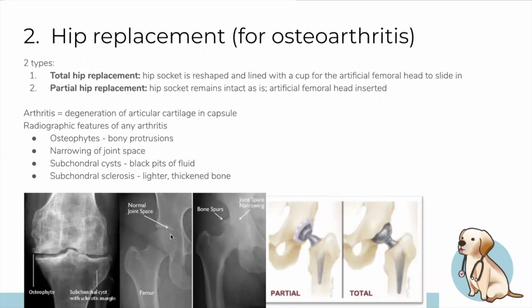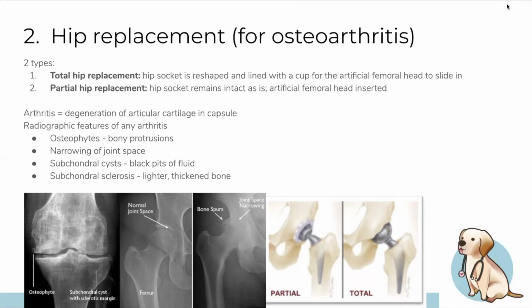So as you can see here, this is a normal joint space. You can see there's some space between here, but over here, or even here, there's barely any darkness, barely any space between the 2 bones. You can also see bony spurs coming out over here. Over here is another pretty clear one. And the subchondral cyst, the black pits of fluid, they kind of just look like this. It's a bit hard to tell, but just remember those 4 points, which is going to be very important.